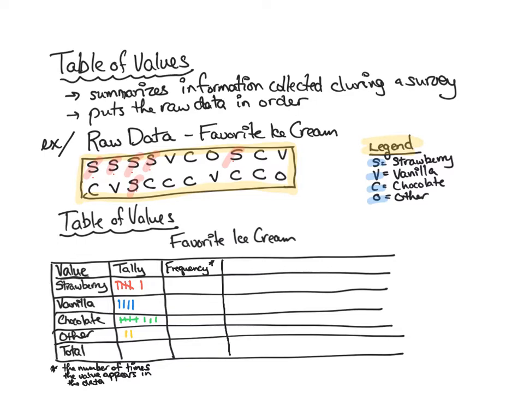So 5 plus 1 is 6, 4, 5 plus 3 is 8, 2. And if we counted all these lines, we'd have 20 lines, and here it should add up to the same. 10 and 10 is 20, so we have our totals. The next column is relative frequency.